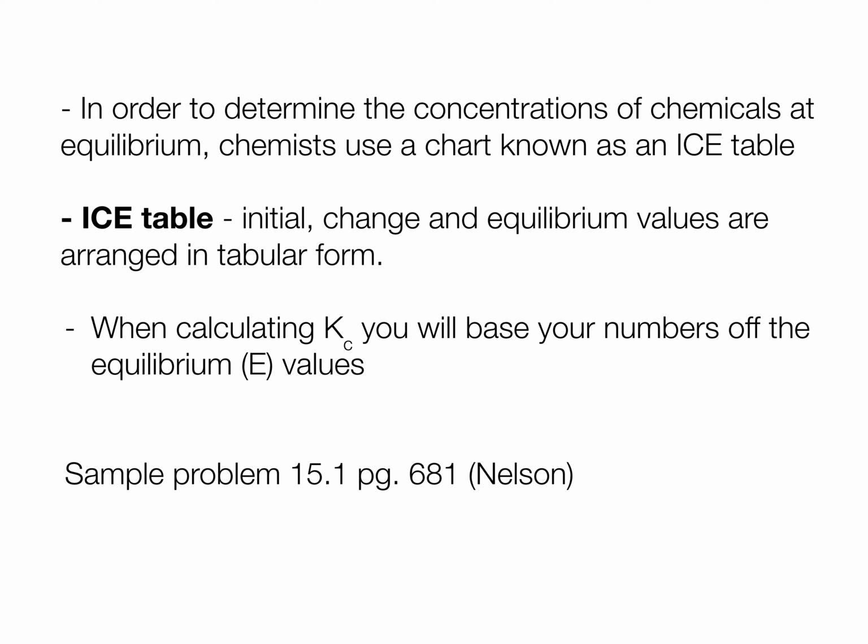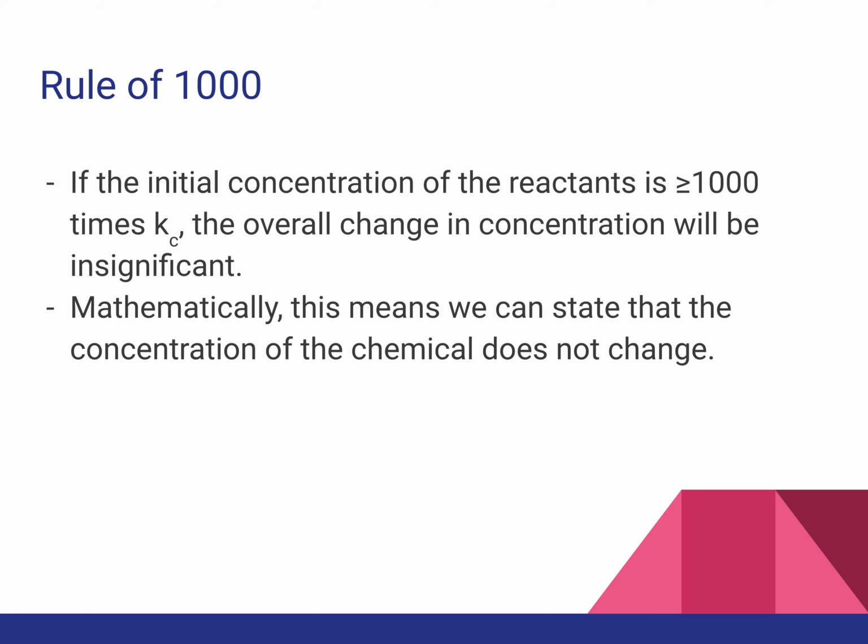A really important thing, because a lot of people make mistakes on this, is that when you do the Kc calculations, it's always going to be based off of your equilibrium or E row. You never use the values in the other two rows. We just use those two rows to figure out what the equilibrium value would be. We can also reverse ice tables, turn them backwards, so that if we are given Kc, we can figure out what the equilibrium concentration of chemicals will be if we know the initial concentration as well.